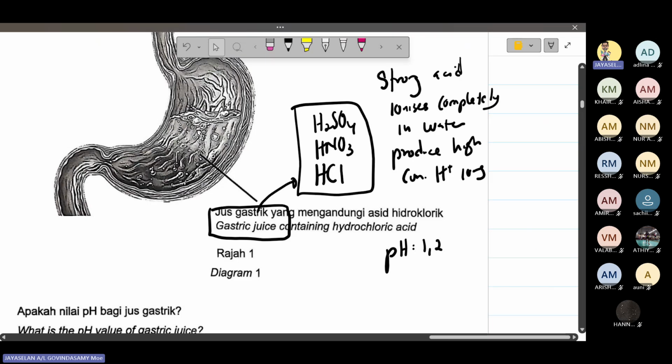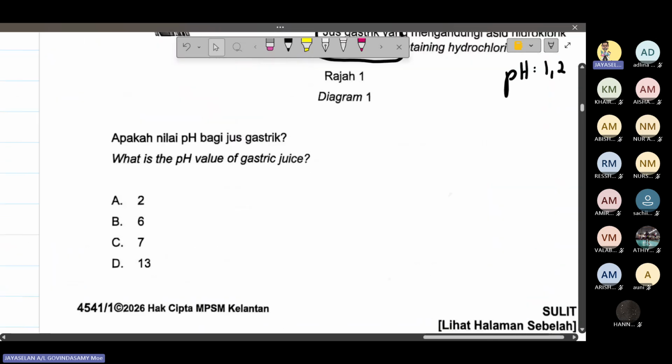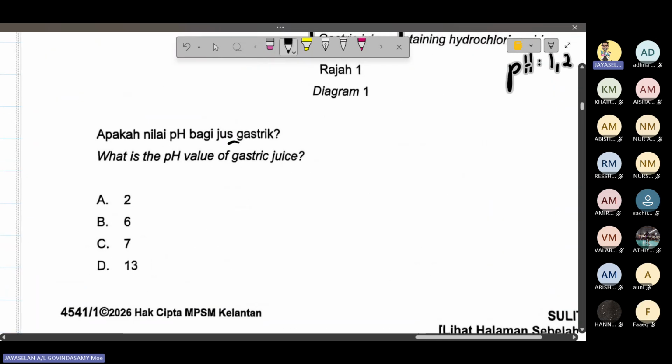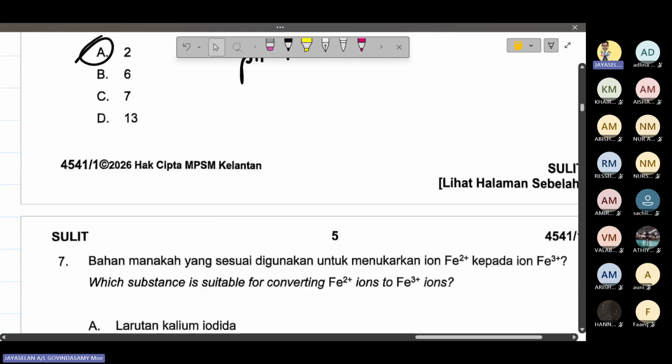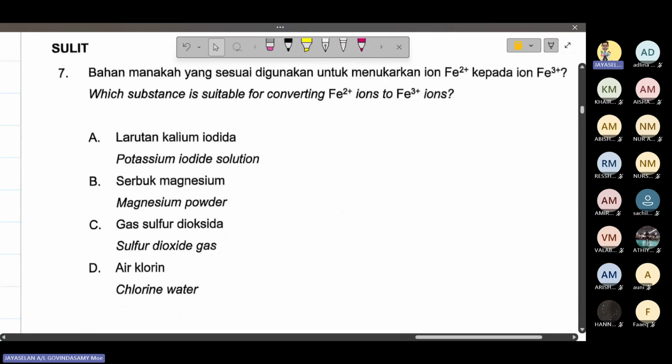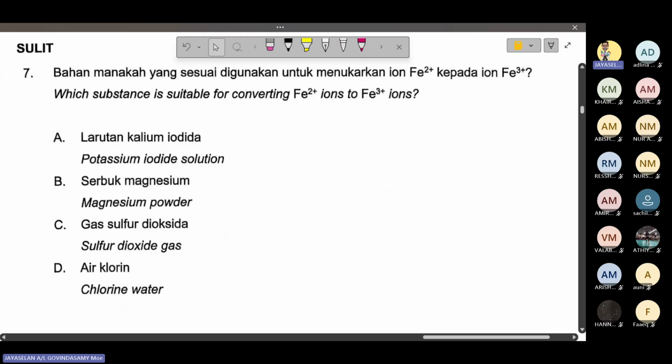No question, eh? This one cannot get wrong, eh? Okay. So the answer, what is the pH value of gastric juice? Gastric juice, okay, for chemical symbol, hydrochloric acid. So it should be pH value of 1 or 2. So the answer A, right? Any question? So question 1 until 10, y'all cannot get wrong, you know. Okay, you see, I do this one.